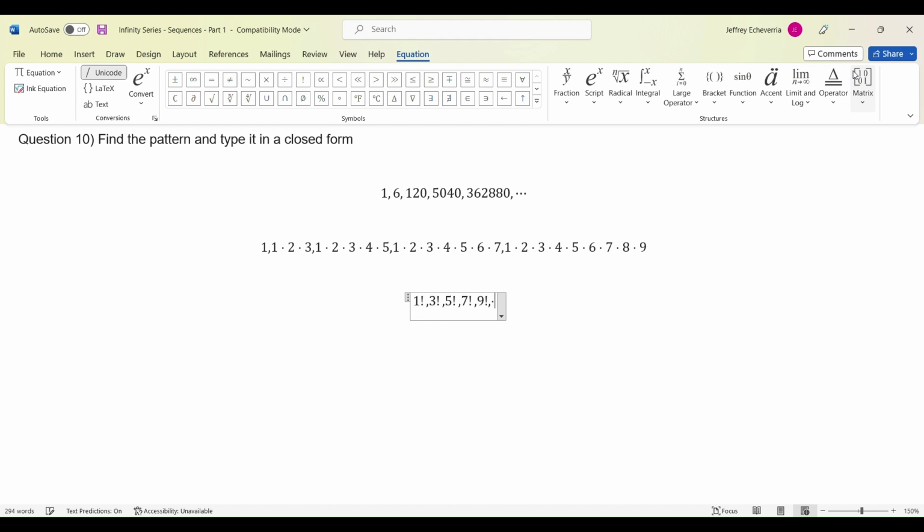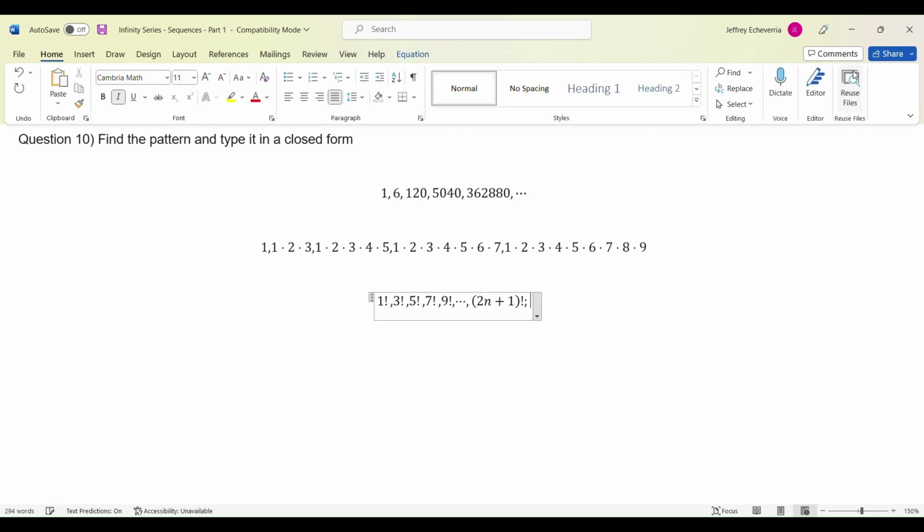And if you see the pattern, we can now finally write this as (2n plus 1) factorial, where n starts at 0.